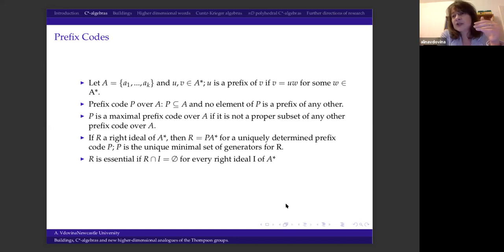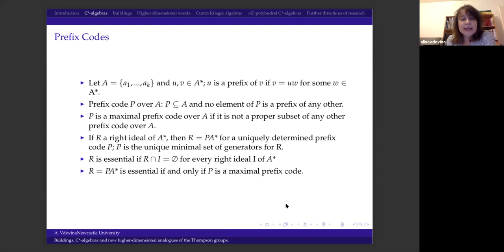Actually, his original motivation was complexity, like the word problem in Thompson groups, and this way of looking at Thompson groups in terms of prefix codes is very good and very constructive for solving complexity problems. Then a right ideal is called essential if its intersection with every right ideal is non-empty, and R equals P A star is essential if and only if P is a maximal prefix code.